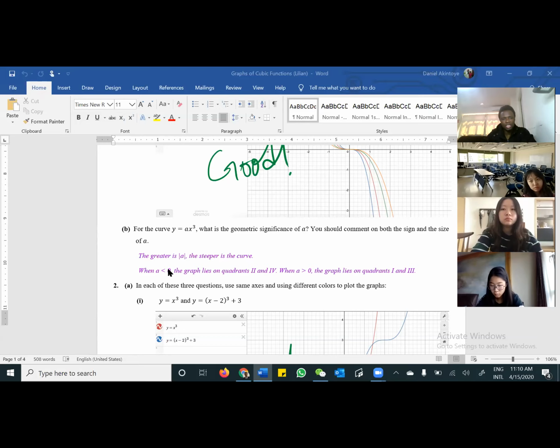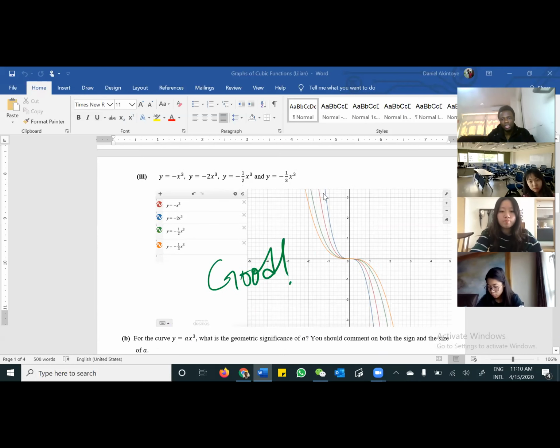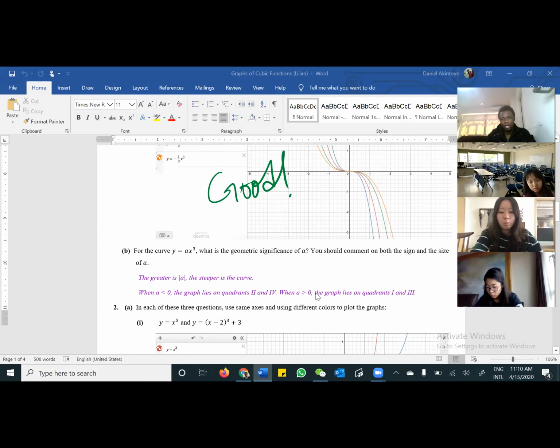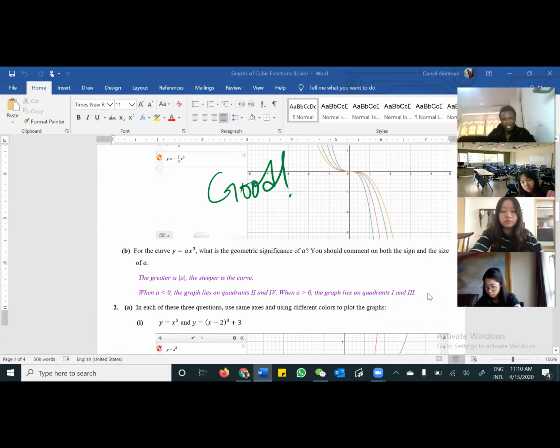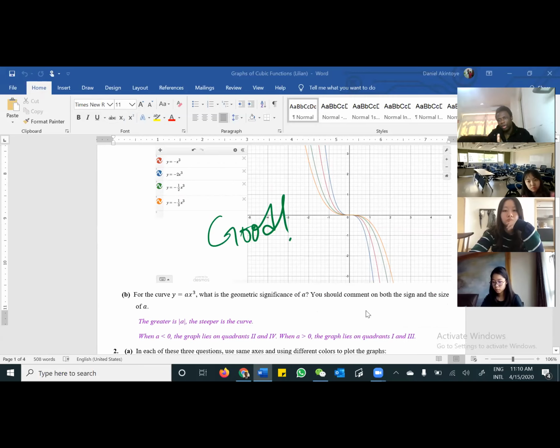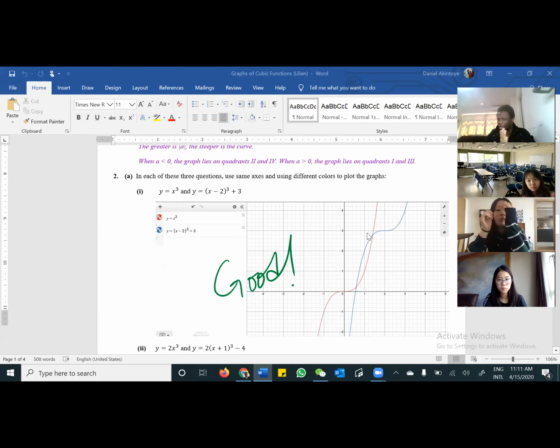And when A is less than zero, it lies within these two quadrants, as you can see. So when A is less than zero like this, it is in the second and fourth quadrants. And when it's greater than zero, it's here. So it's a flip. So one thing I might add is the signs of A are reflections, okay, for any particular curve. So when A is positive or when A is negative for the same value, you get a kind of reflection. Does that make sense, everybody? Okay. I'm sure you have written this.